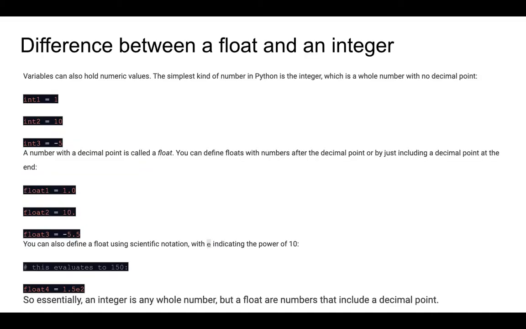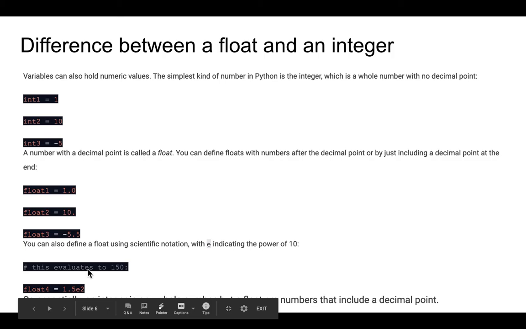The next thing we'll look at is a float and an integer. This is just extra information explaining that an integer is any whole number, and a float is any number with a decimal point, or any number that isn't a whole number. As you can see here, the float has decimal points, and the integer doesn't.